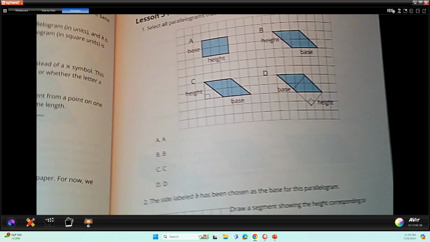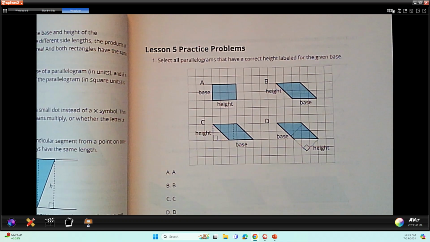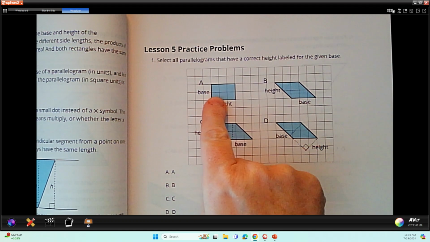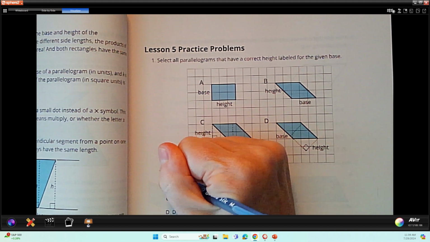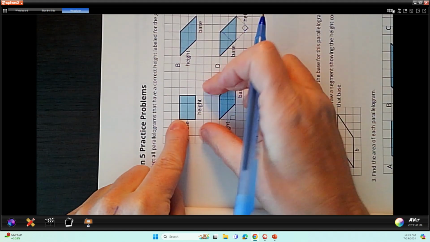Let me pull this down. All right, this is actually pretty good. Lesson 5, practice problems. And we want to make sure we're finding the correct labels for the base and the height. Okay. Now, this really doesn't matter. This is kind of a trick question. A is technically correct. We can definitely say A is correct because if I were to rotate this around, the base and the height are here.